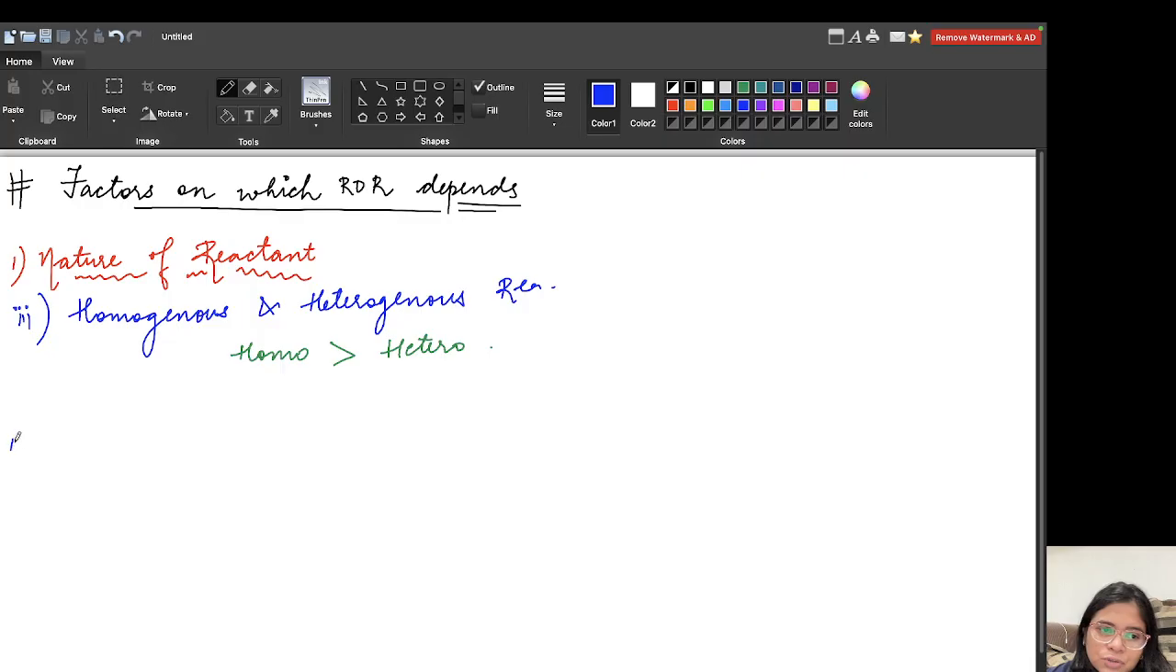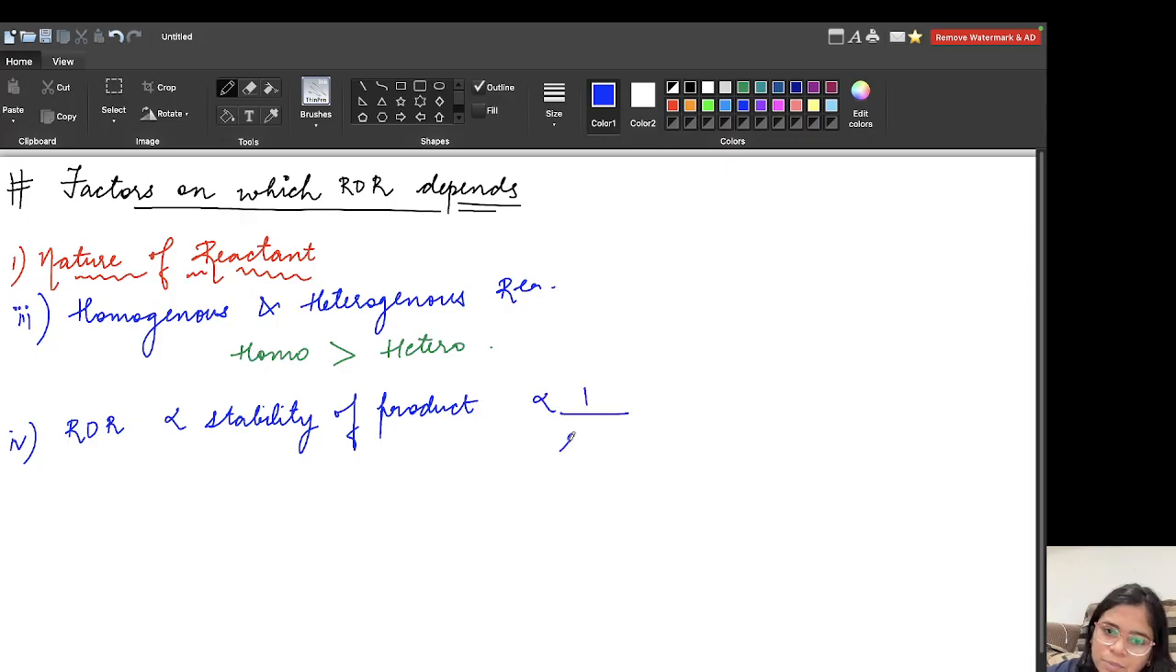The fourth thing which you need to notice is that the rate of reaction will be directly proportional to the stability of the product. What is our main goal in any kind of reaction? To get the products, right? Wherever the formation of product is higher, the rate of reaction will be higher. The stability of product will be higher, and it is inversely proportional to the stability of reactants.